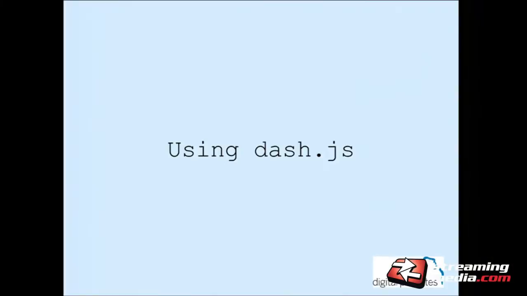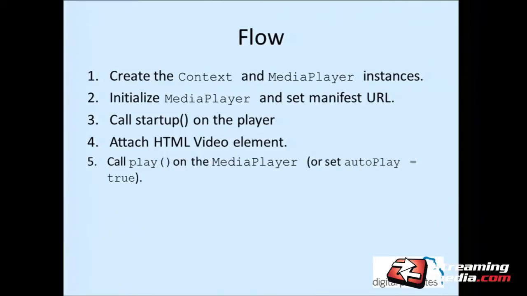Ultimately, we take all of these classes, and it's built to be hopefully easy to use. So in order to use Dash.js, the core flow looks a little bit like this. In your code, you create a context. You create a media player instance. You initialize your media player and give it the manifest URL. You call startup on it. You attach the video element to it, and then you call play or set autoplay to true. That's really all it comes down to in order to start using this: these few steps. And code-wise, it looks like this.